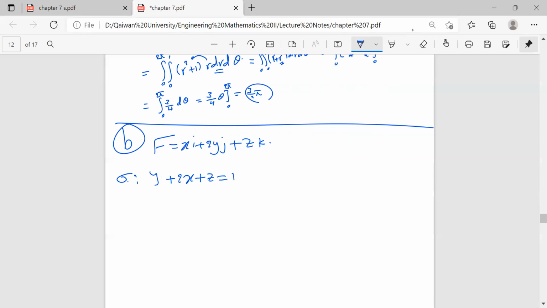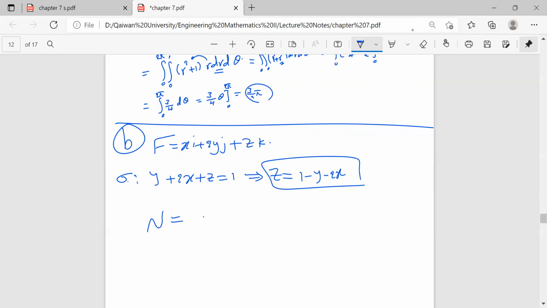It says in the first octant, that means the surface equation must be z equal to a function of xy. Z must be a function of xy. This equals 1 minus y minus 2x. This is the surface equation. Since this is the surface equation, what we do here, we are going to find n.